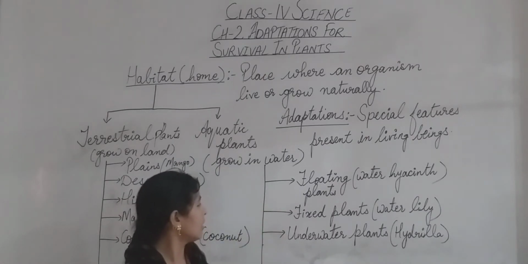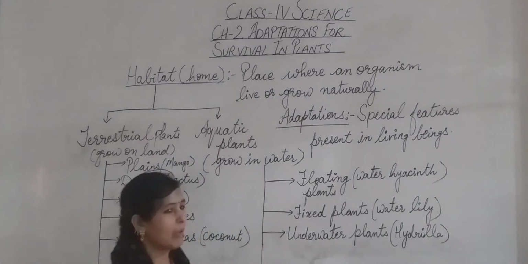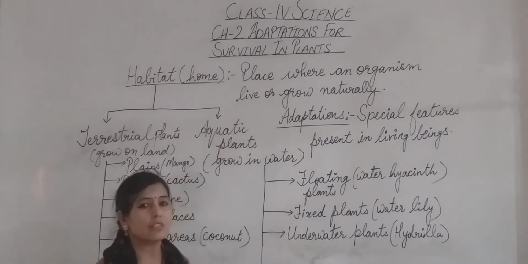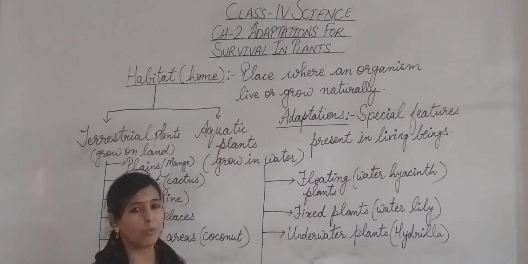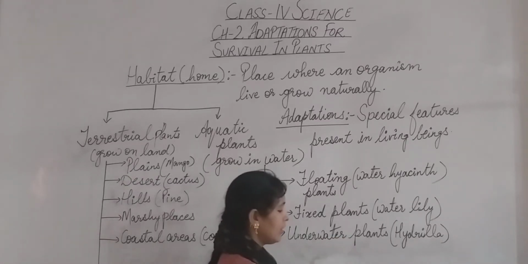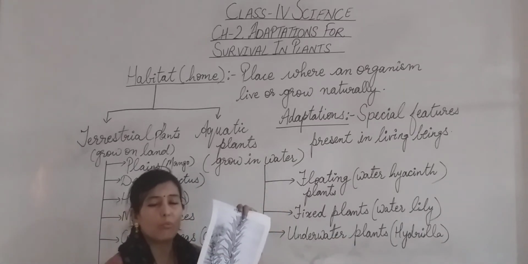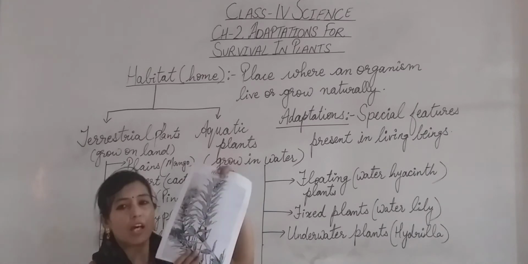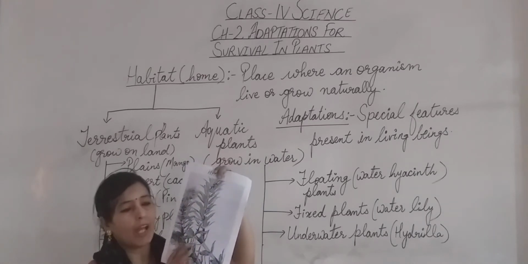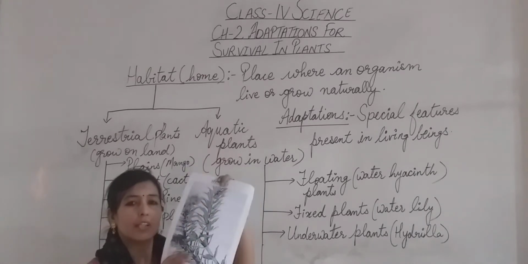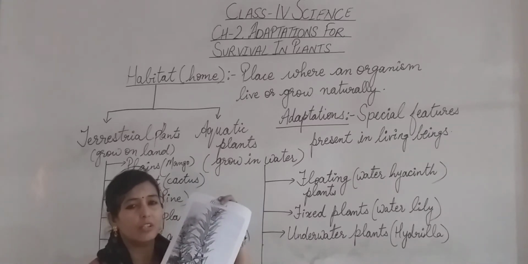Next is underwater plants. Underwater plants, as the name indicates, are totally submerged inside the water. An example is hydrilla. This is the picture of hydrilla. Leaves are ribbon like, and they are needle shaped also. They are generally found inside the water only.